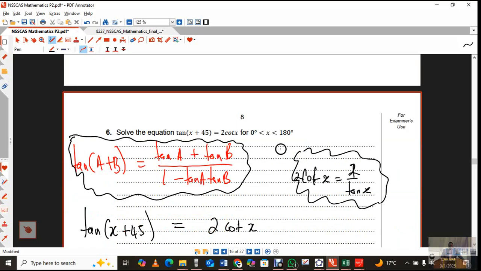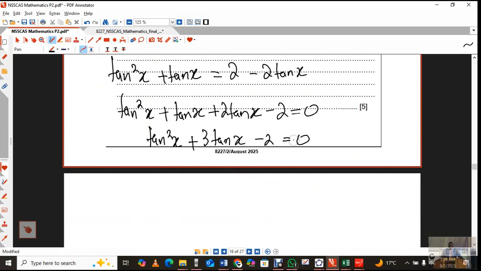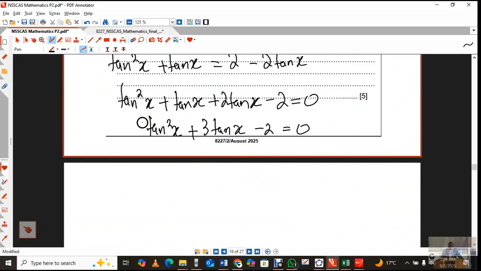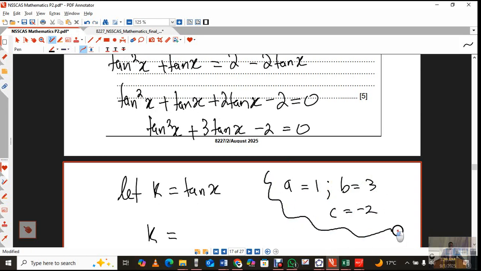I just want to come to the domain they are giving us, 0 to 180 degrees. There's something that you should know, that this quadratic does not factorize. So I'm going to say let k equal tan x, then my quadratic equation becomes, the value of a is 1, the value of b is 3, and the value of c is negative 2. So they are taken from there.